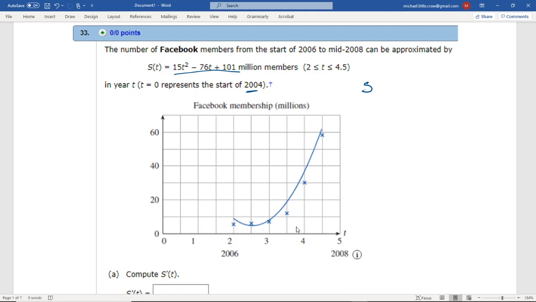S of T is given, so the derivative of S, again, take the derivative step by step. The 2 comes down, so that's 2 times 15 is 30T. 2 minus 1 is 1. When we get to the second term, negative 76, the 1 comes down, so you get minus 76 T to the 0, which is just 1, and then you add 0 because the derivative of a constant is 0. So there's our function.